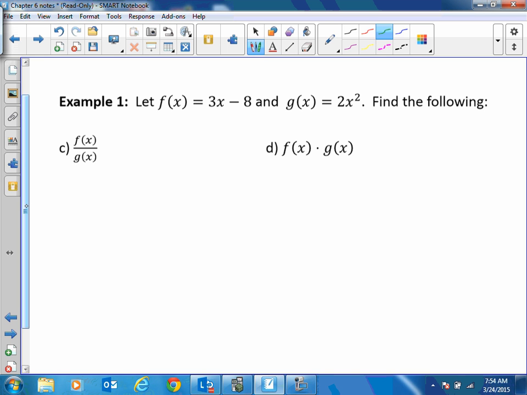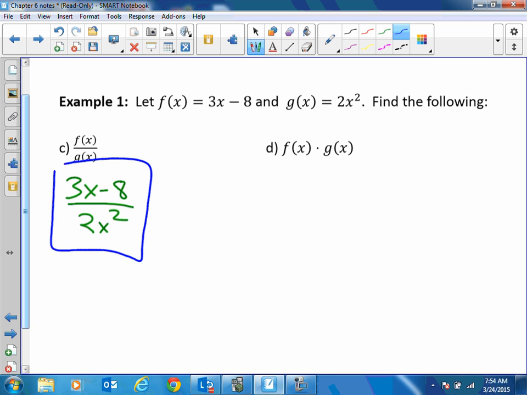Okay, then you do f of x over g of x, so you do 3x minus 8 over 2x squared. Now, you probably could split those apart and simplify a little bit more, but they do not all have one common factor. They don't all have an x, and 3, 8, and 2 have no common factor. So I think it's okay to just leave it like this and be done.